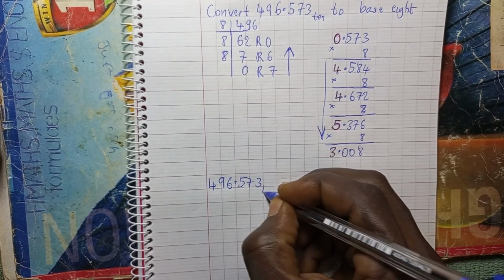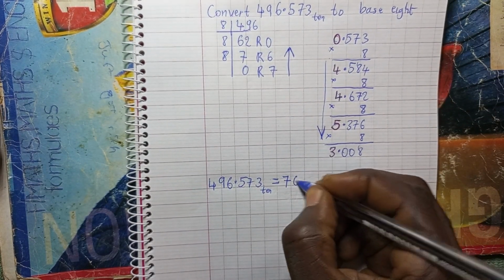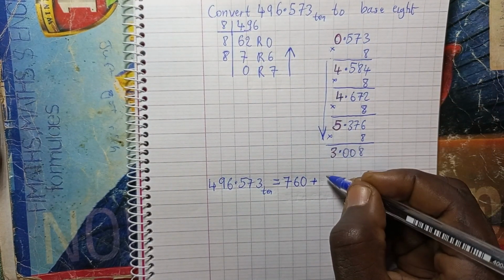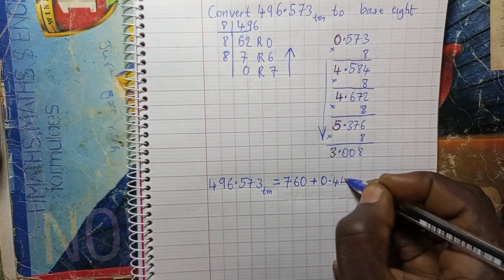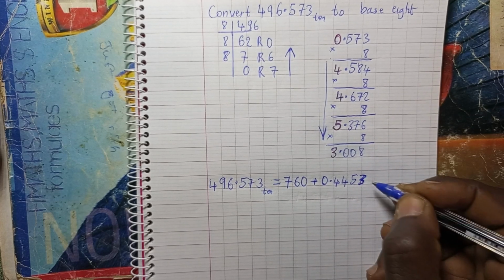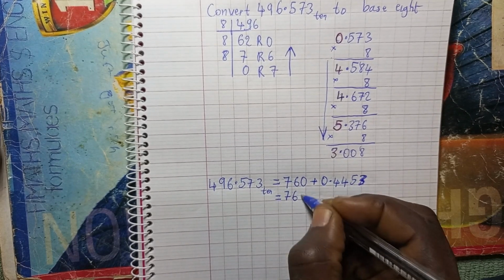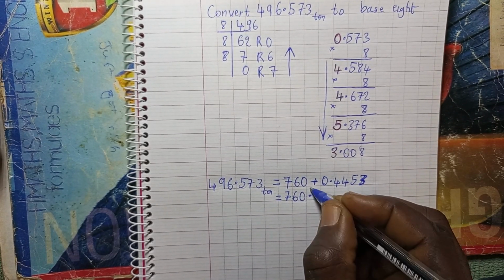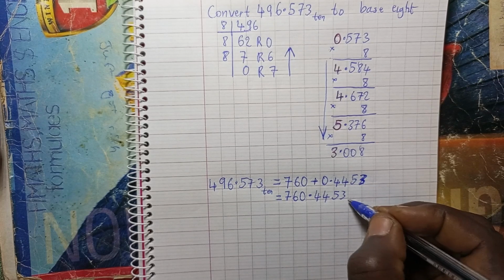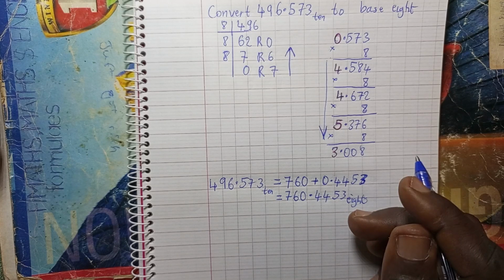So our final answer is going to be 496.573 base 10 equal to this value, 760, plus this value, which is 0.4453. So we have 760 point 4453 base 8. So that is our final answer.